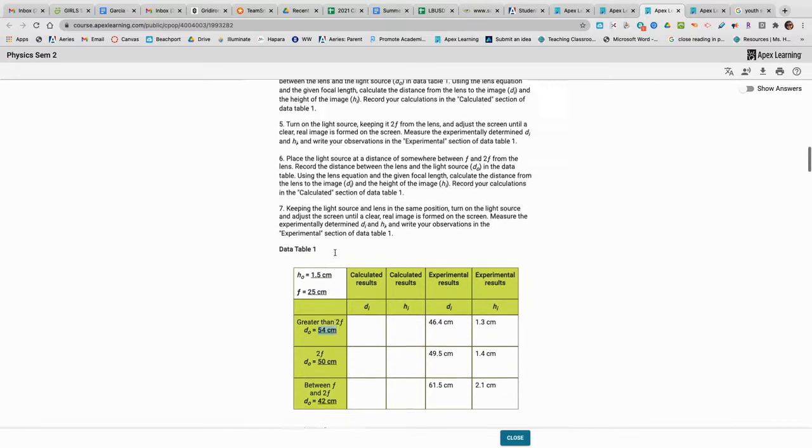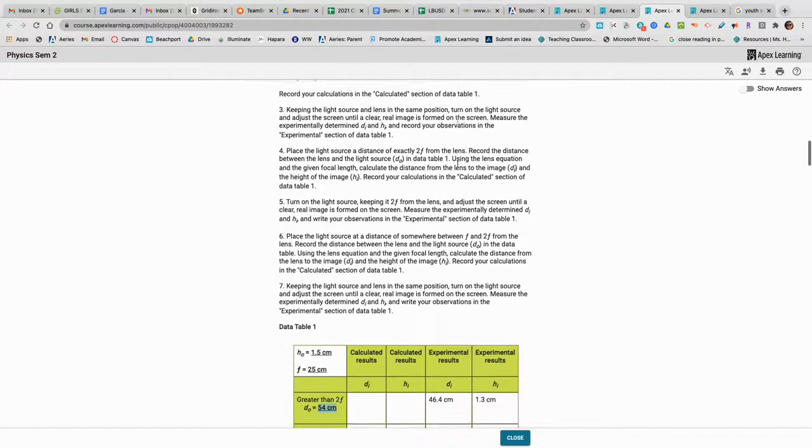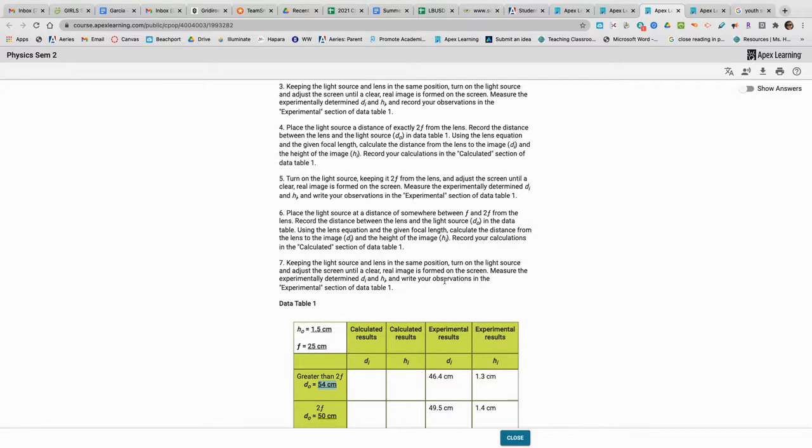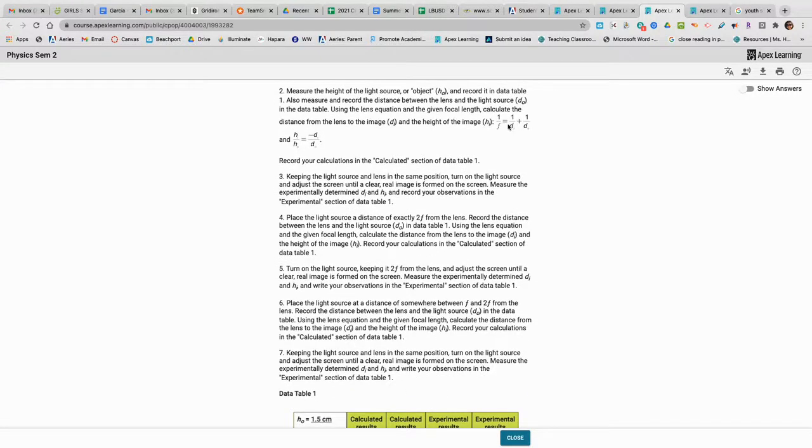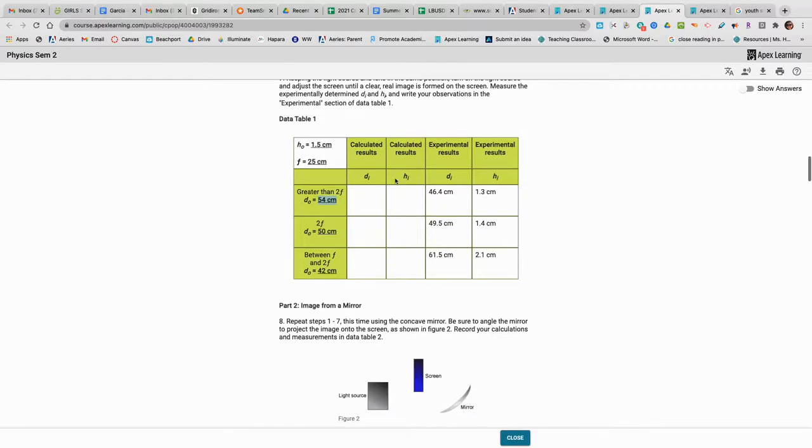You're going to do 1 over f, or 1 over 25, equals 1 over di, and you're solving for the di here, the image distance, plus 1 over do, or 1 over 54. So you're going to do that calculation. It is easiest to do the calculation using the x to the minus 1 button on your calculator. If you don't know where that is or how to use it, just shoot me an email. I will help you out.